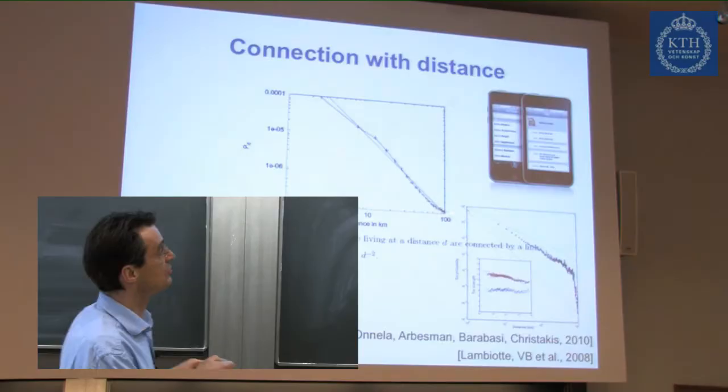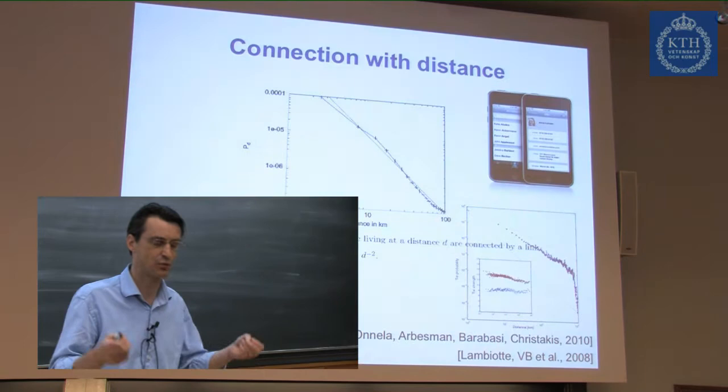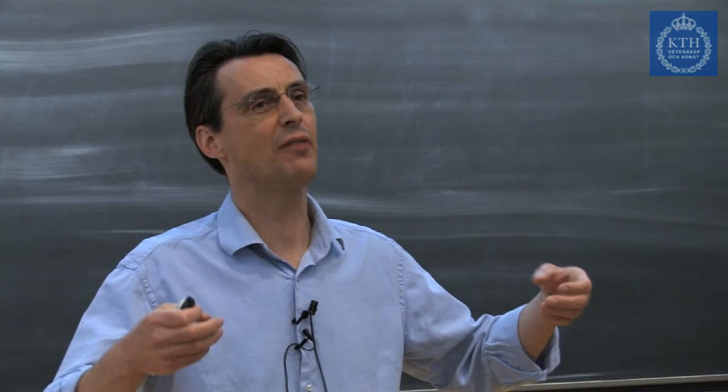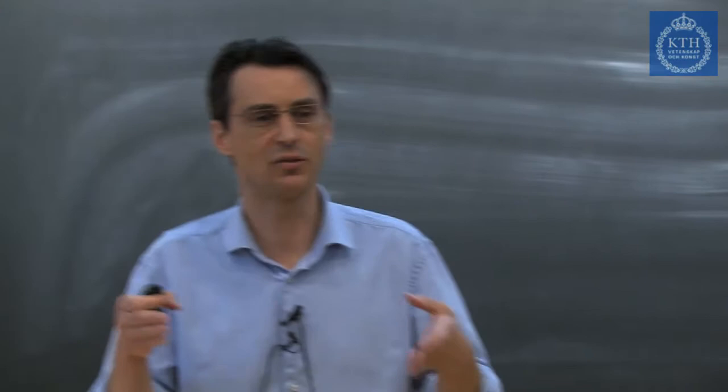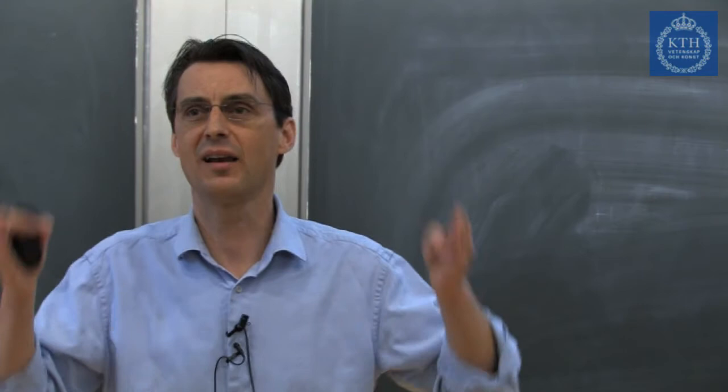This is the distance between people where they typically live. The way we compute the distance is that the numbers are scrambled, so we do not have exact location information about people, but we have the zip code of their billing address. The zip code of their billing address is what we use as a proxy for the place where they live. Then we can look at how likely it is that two people living at a particular distance communicate with each other.